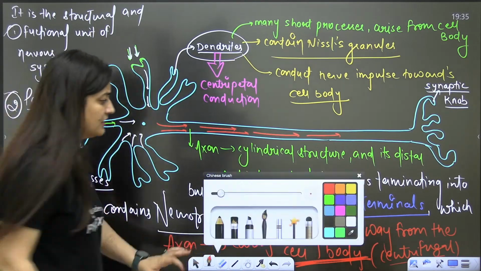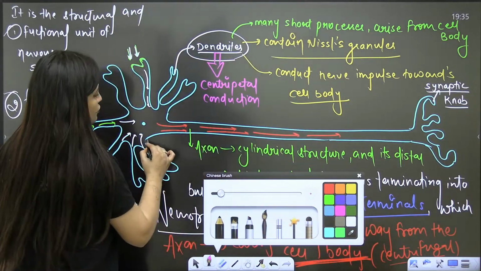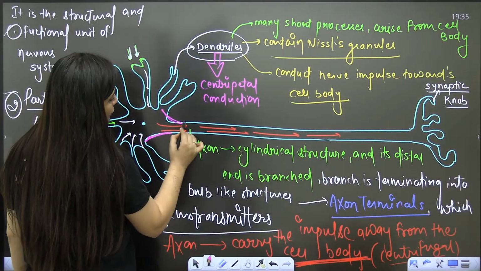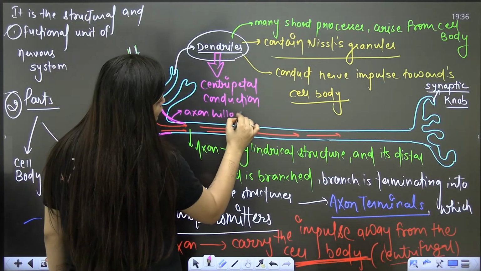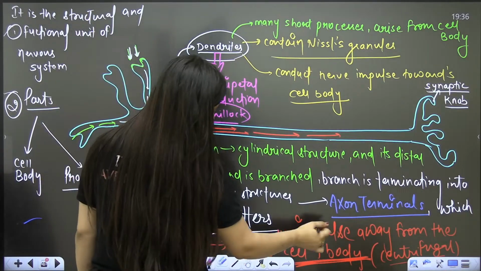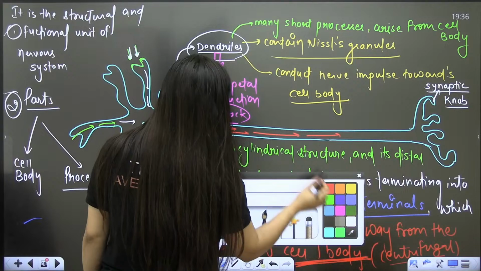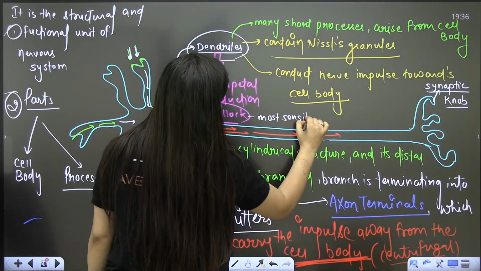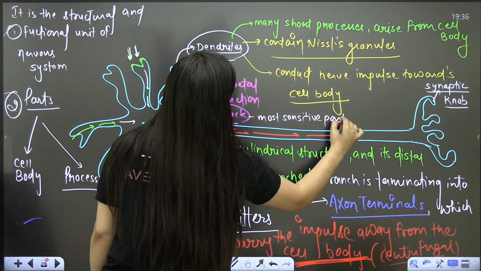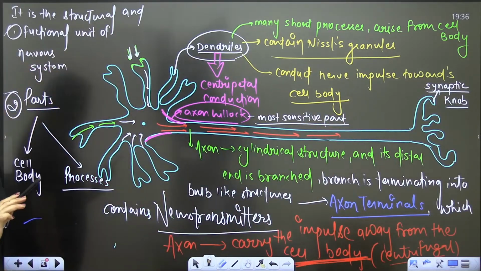So the cytoplasm contained in the axon, we can also call it axoplasm. And I told you that this sensitive part is there. We are using the word axon hillock. So yes, you can call it the most sensitive part. Okay, axon hillock.